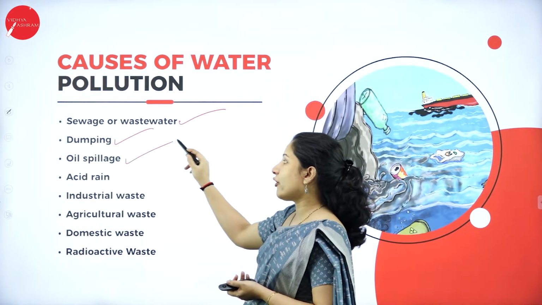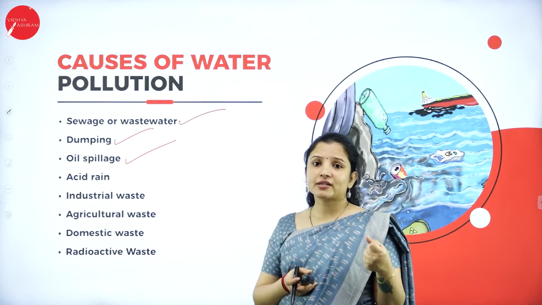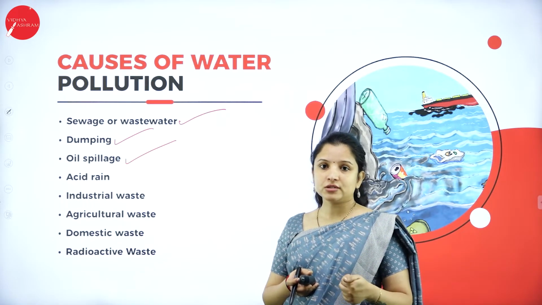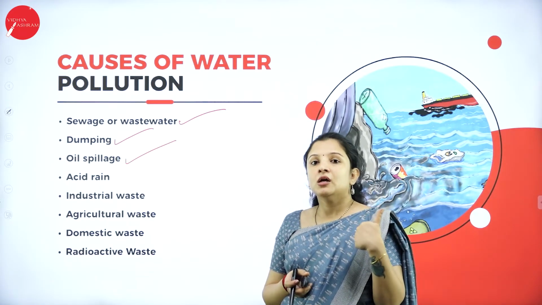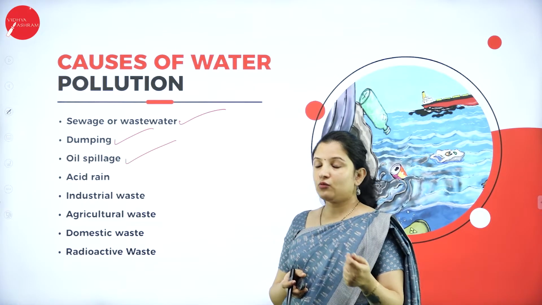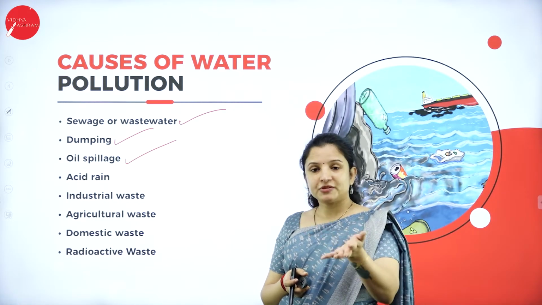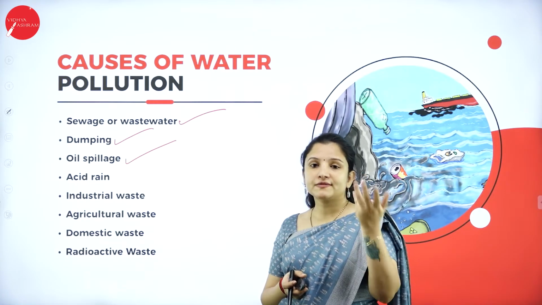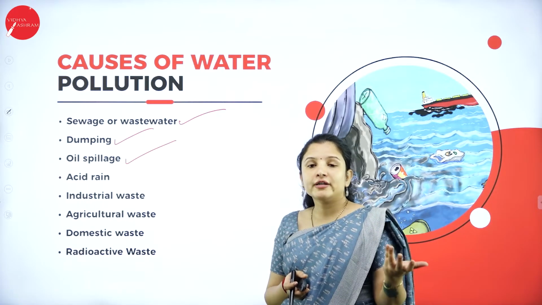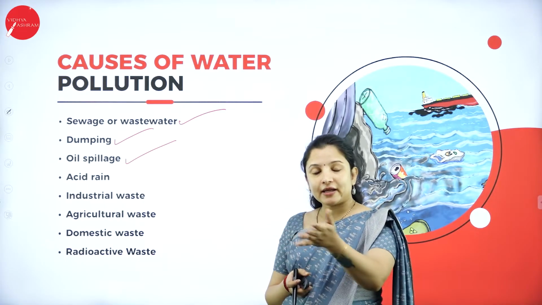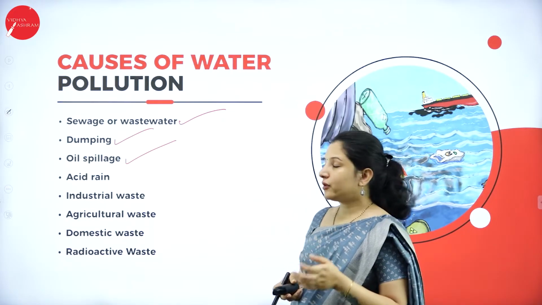Next is oil spillage. Usually oil is extracted from the deeper ends of the oceans. During that time also, because of some negligence or some technical error, oil spillage can occur. And not just that, when ships are traveling in the ocean, because of some reason, just like how petroleum leaks out of a vehicle, oil can leak out of the ship, and it can cause pollution of the water. Therefore, oil spillage is also one of the causes.